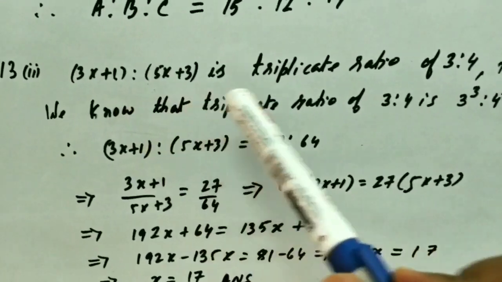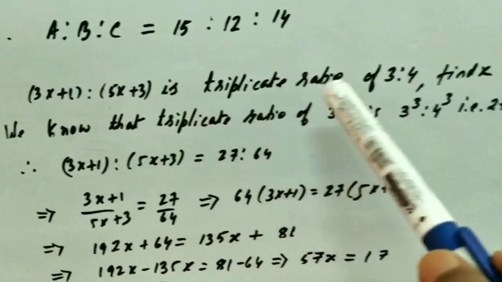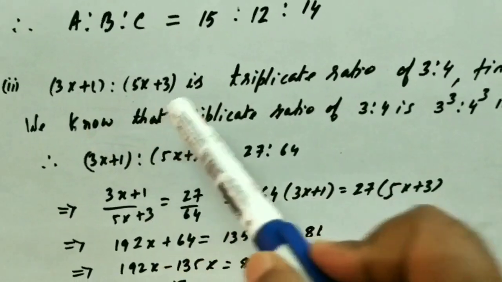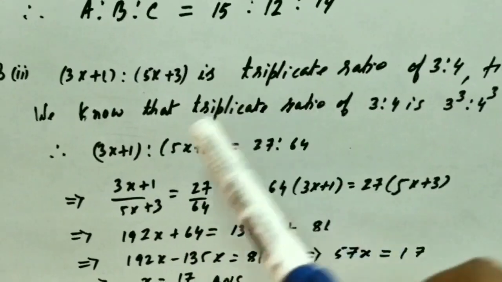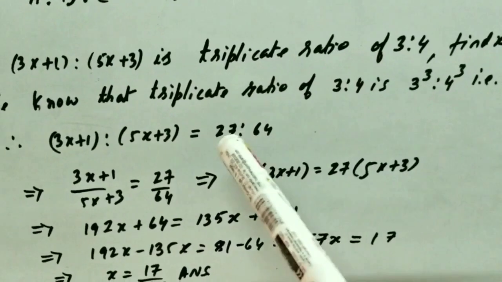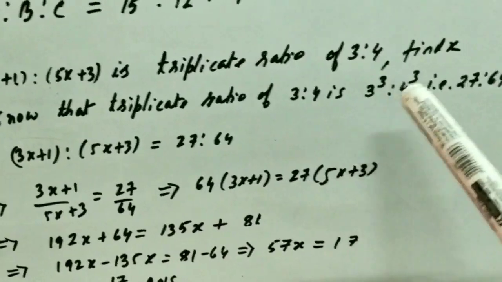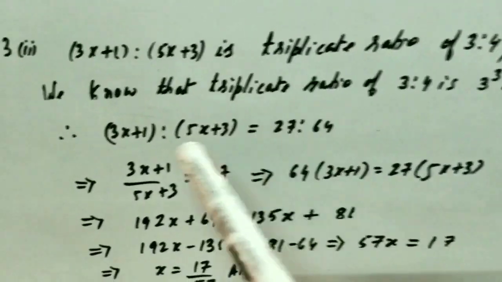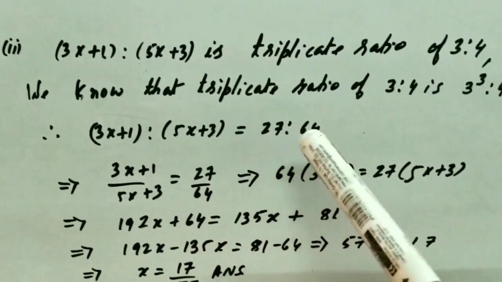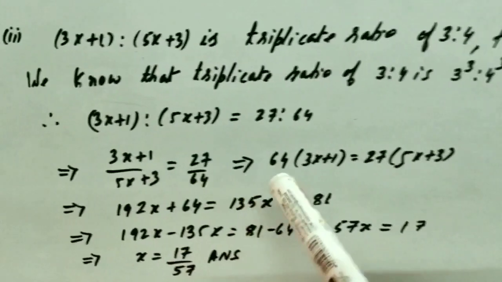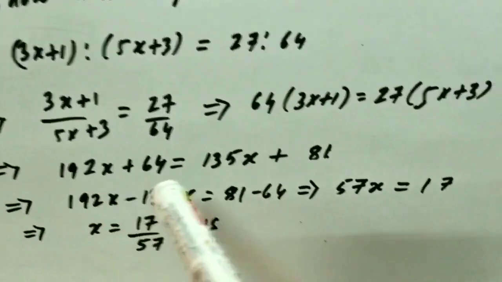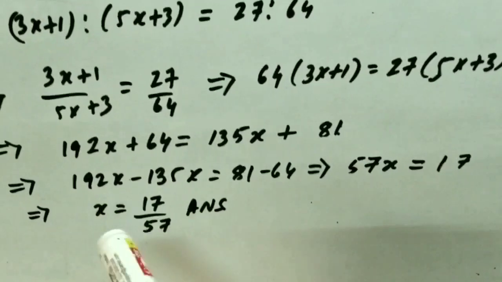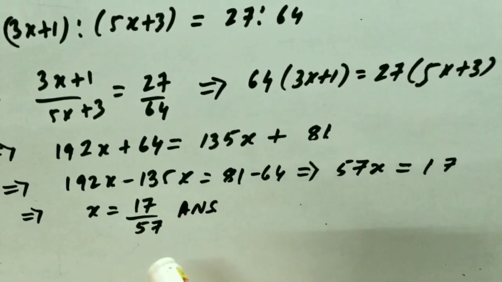13 second part. The duplicate ratio of triplicate ratio is given. This is the triplicate ratio of 3:4. Find x. So the triplicate ratio of 3:4 is 3 cube and 4 cube, 27:64. So this is 27:64. Simplified carefully, and after simplifying you get x is equal to 17 by 57.